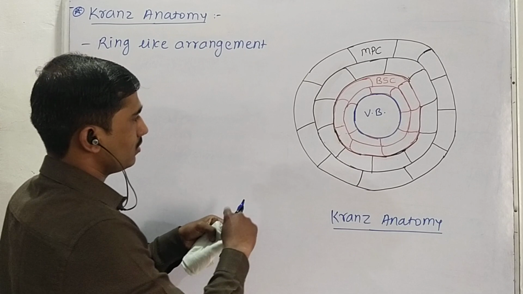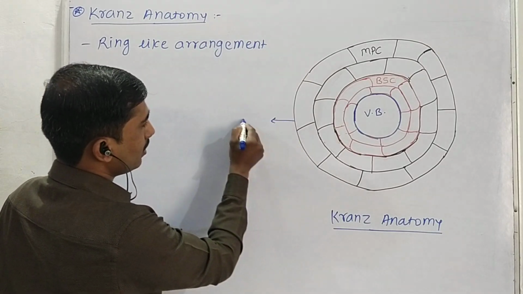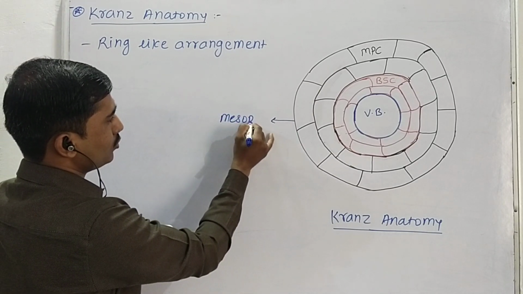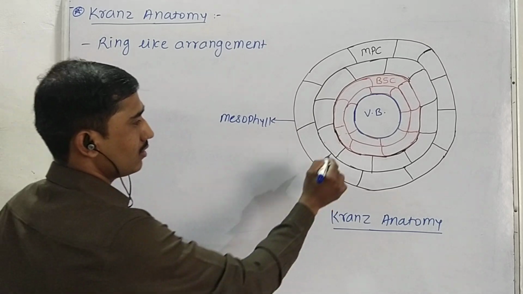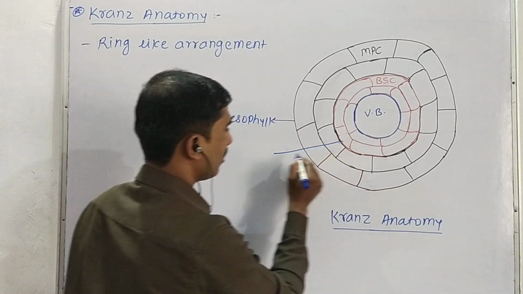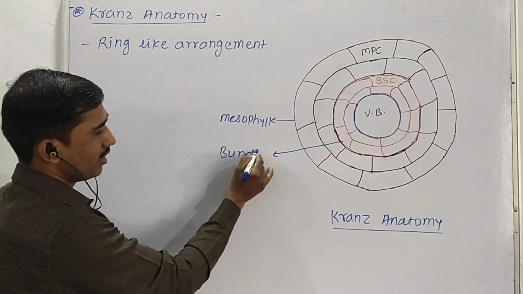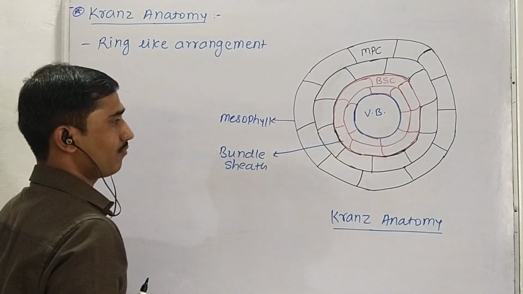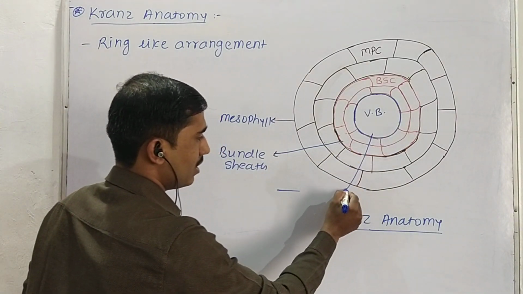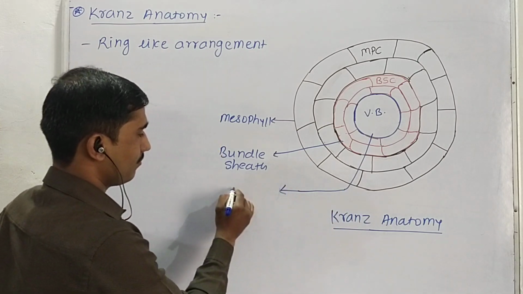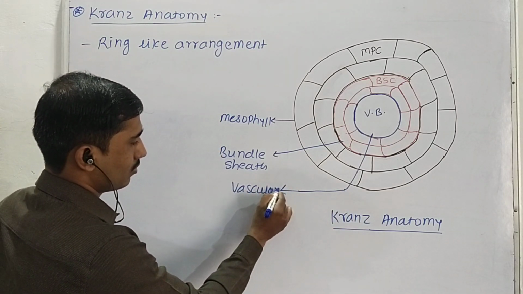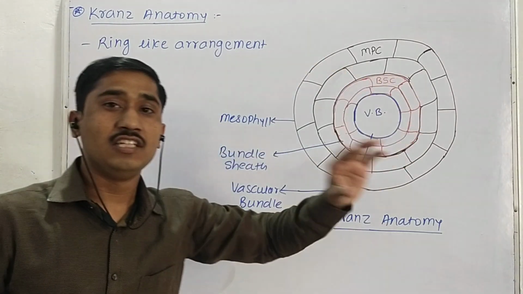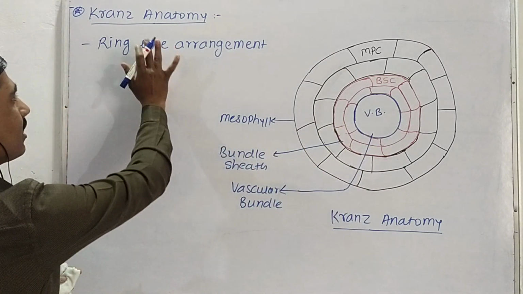So the cells on the outer side are mesophyll cells. These are mesophyll cells. Then these cells are bundle sheath cells, and internally there is a vascular bundle. So in this arrangement, all these cells are arranged in a ring-like fashion. This is the Kranz anatomy.